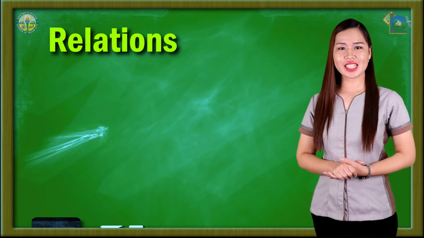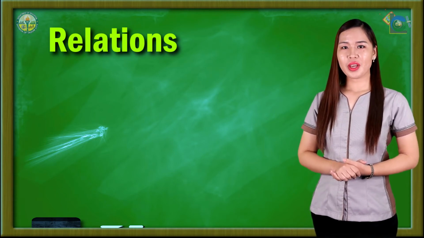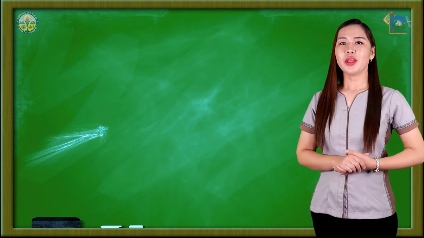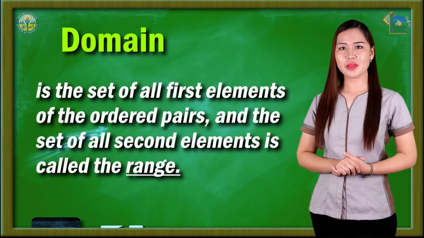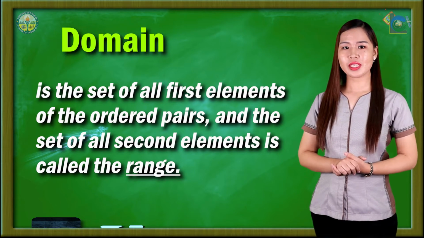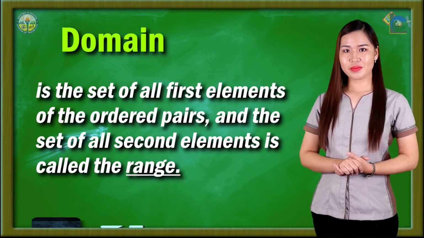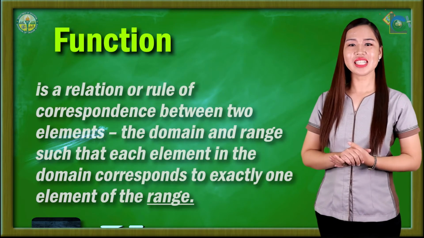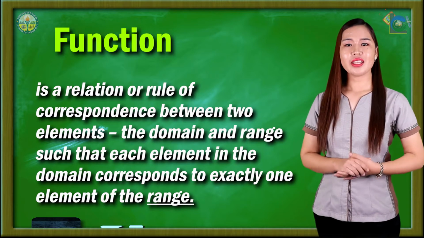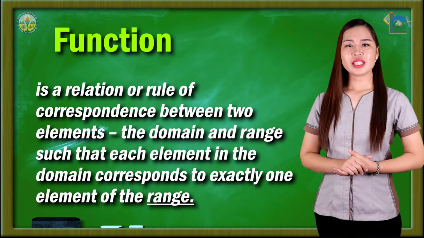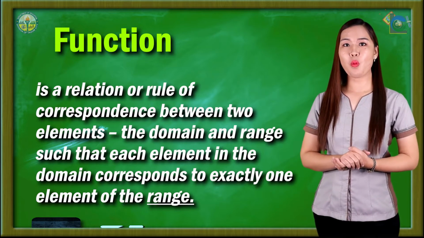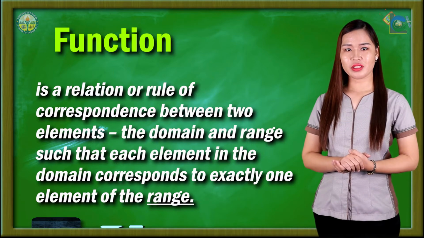A relation is any set of ordered pairs. You are also familiar with the domain and range of the relation. Domain is the set of all first elements of the ordered pairs, and the set of all second elements is called the range. A function is a relation or rule of correspondence between two elements, the domain and range, such that each element in the domain corresponds to exactly one element of the range.